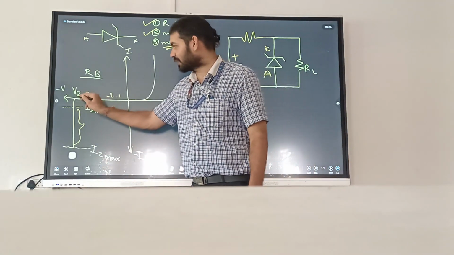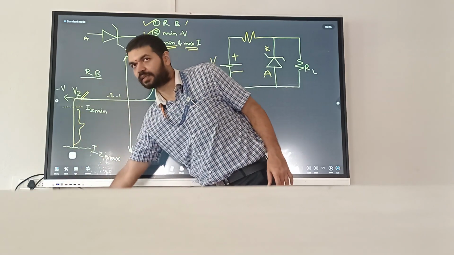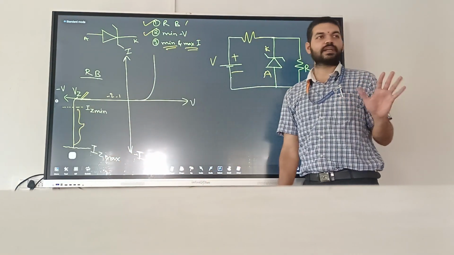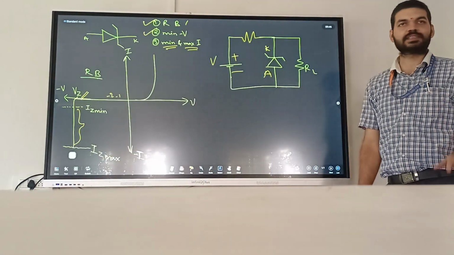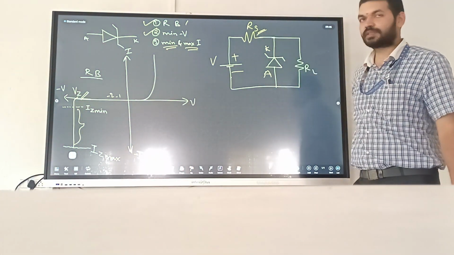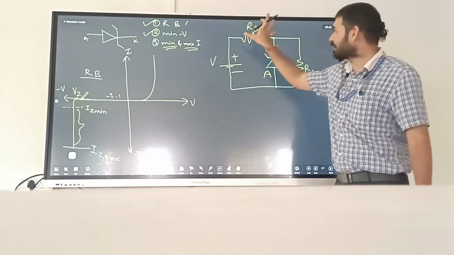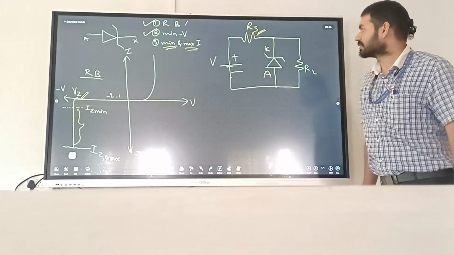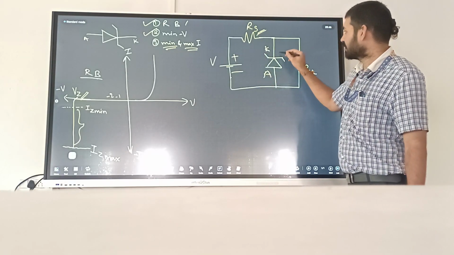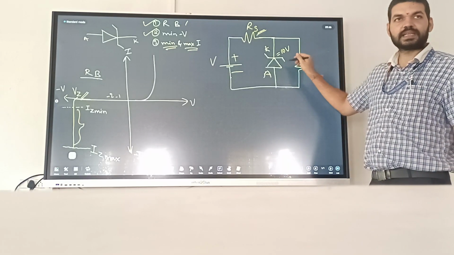As we know, this is the breakdown point. So here the current can go till infinity. But we don't want the current to become infinity because it will damage the device. Therefore, series resistance plays an important role. We will calculate the current required here and accordingly we will calculate the resistance. Say for example, this Zener diode is of 10 volts rating.